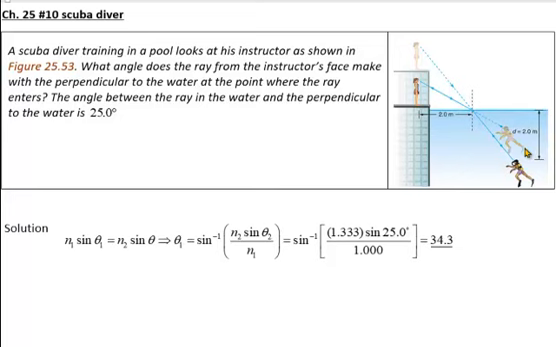And again, I don't know why the depth and the distance are in here. Maybe there was supposed to be a follow-up problem for this one. Anyway, all it really is Snell's law.